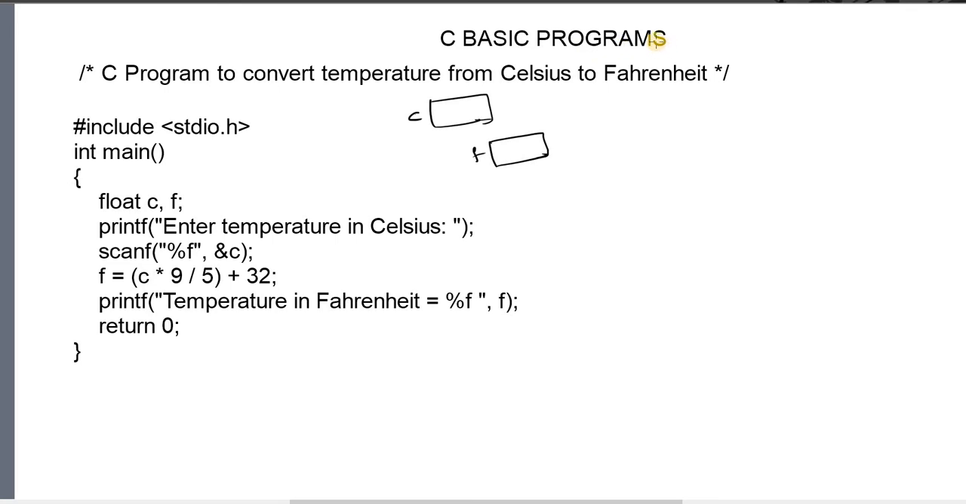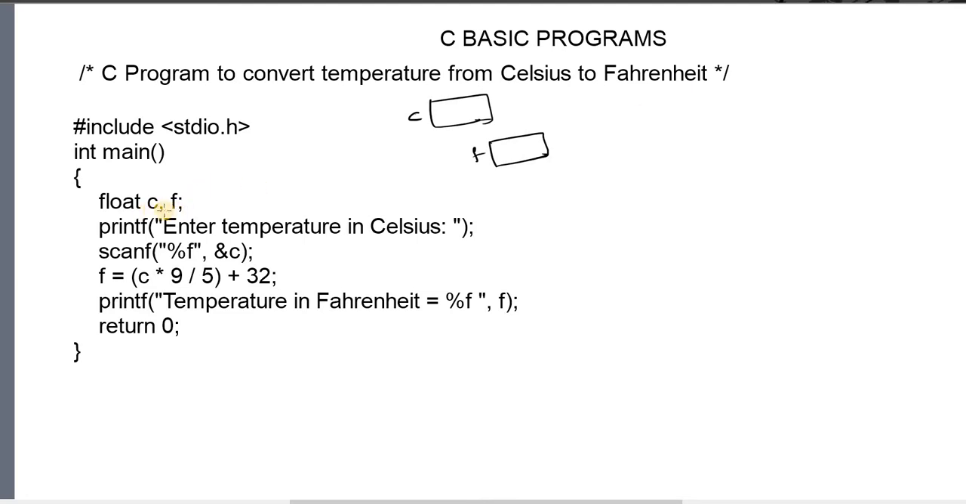C basic programs. Let me explain the code to convert the temperature from Celsius to Fahrenheit. Celsius and Fahrenheit are the units of temperature. Now we have to enter the temperature in the form of Celsius, and by this program we have to convert it into Fahrenheit.